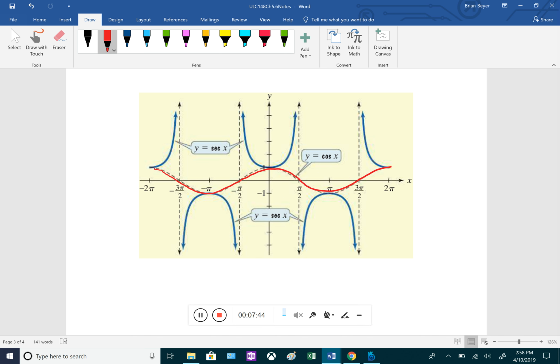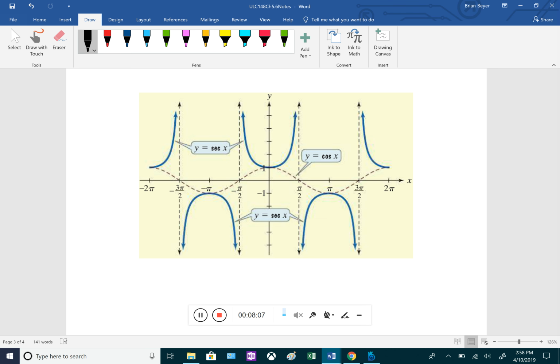And it's the same concept as sine compared to cosecant. Whenever cosine is equal to 0, we have a vertical asymptote. Whenever cosine has a max value, secant has a min value. Whenever cosine has a min value, secant has a max value for that specific interval.